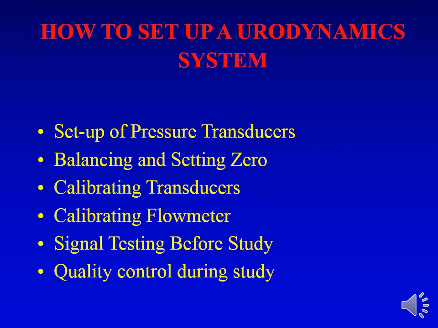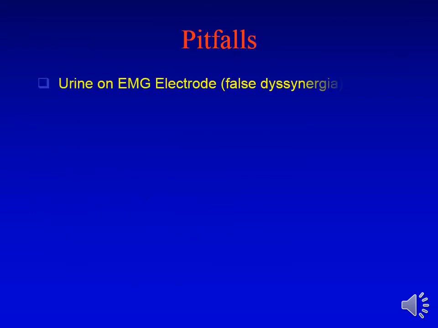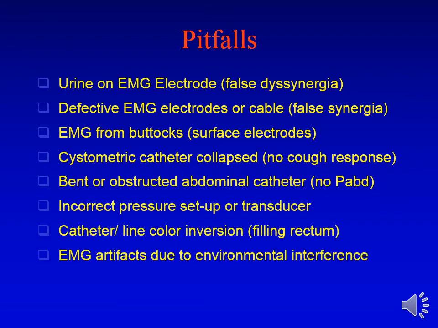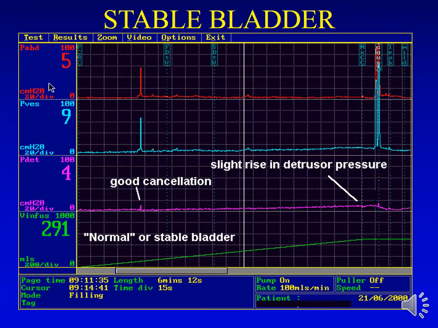So we need to know all the pitfalls, and we need to know exactly how to troubleshoot in case we see an abnormal quality during the study itself. These are the various pitfalls, how you can get false reports, false tracing, and if you don't determine this false tracing, then it's more difficult for us to make a proper urodynamic conclusion.